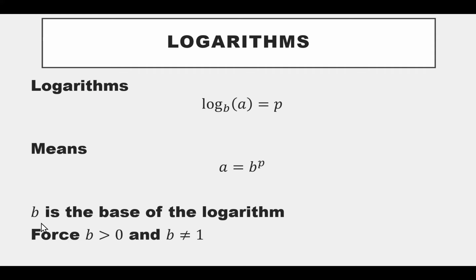So we call b the base of the logarithm. We force b to be greater than 0 and b not equal to 1. Otherwise, we don't get very interesting exponential ideas here. So that's what a logarithm does. We've seen that in a previous section.